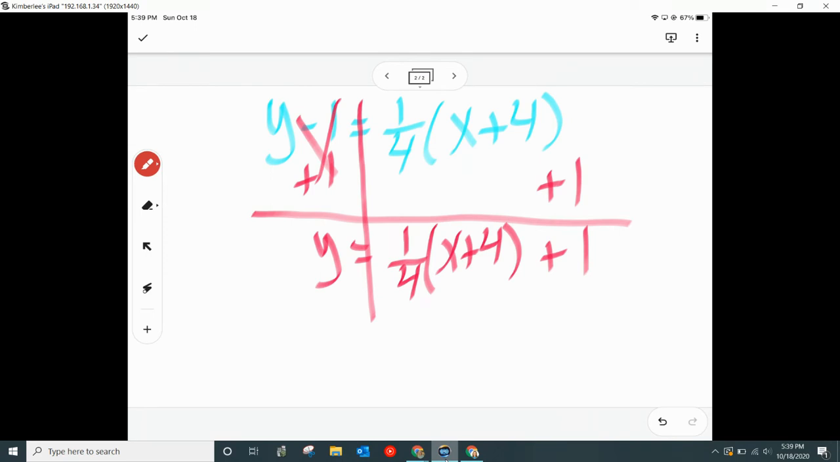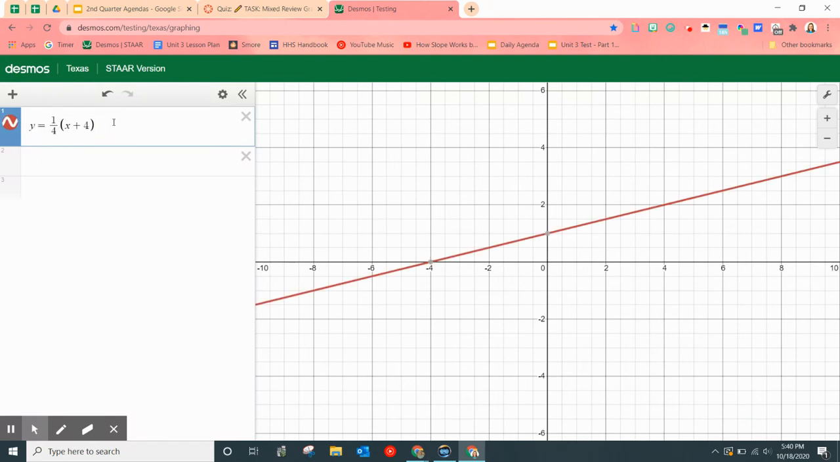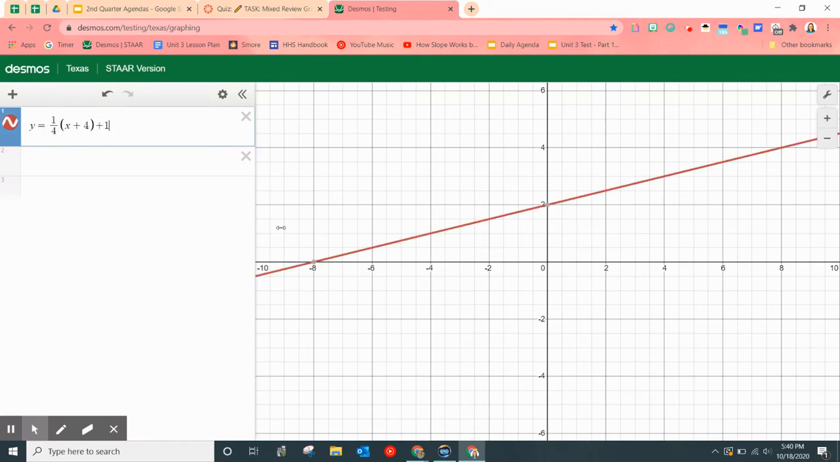Now, we can simplify this even further, but here's the good news. Desmos will graph this for you right now. So you can either simplify it out further and then identify your slope and your y-intercept, or we can let Desmos graph it for us. So let's try that option. So now all I need to do is go back to Desmos, and all we did was move this minus 1 to the other side by adding 1 to both sides. So now it's going to graph my line for me.